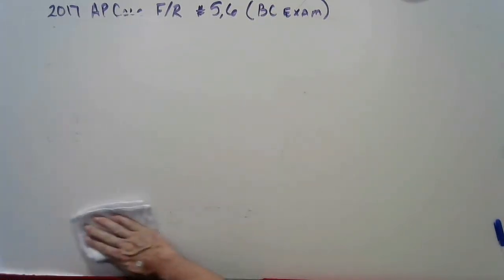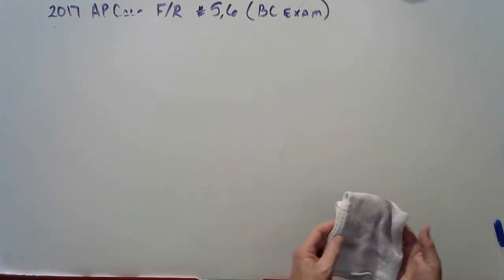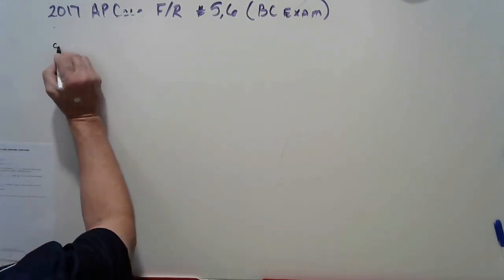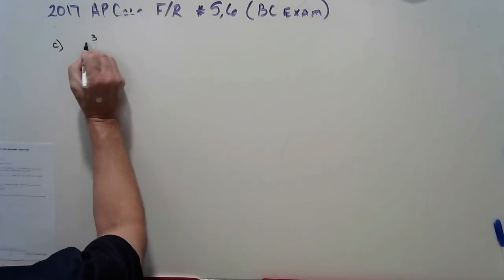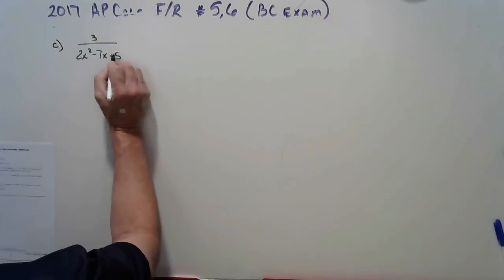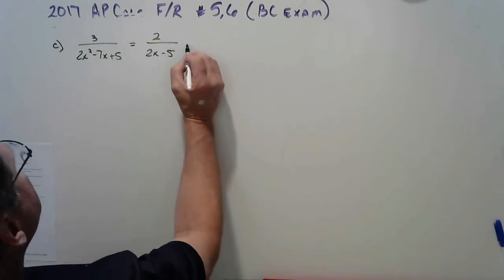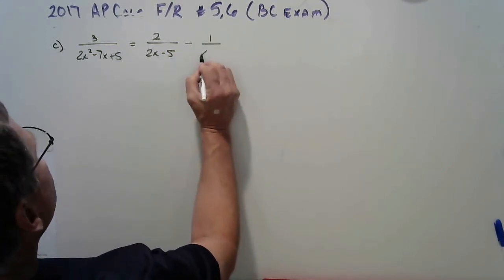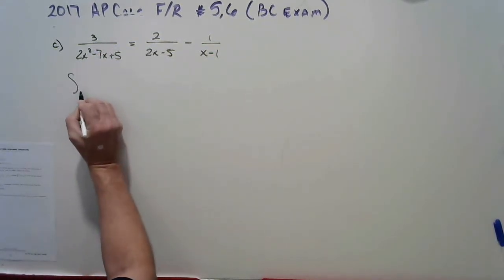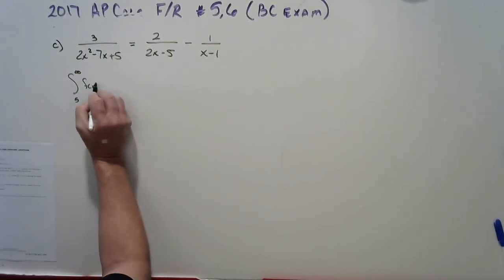Now what we're going to do from here on, of course, is going to be a BC approach. Not more of it, it's going to be a BC approach. So what do we have in part C? Well, in part C, they give us an identity. They tell us 3/(2x² − 7x + 5) is really equal to 2/(2x − 5) − 1/(x − 1). In other words, they already did the partial fractions for us. And they want us to evaluate the integral from 5 to infinity of f(x) dx.